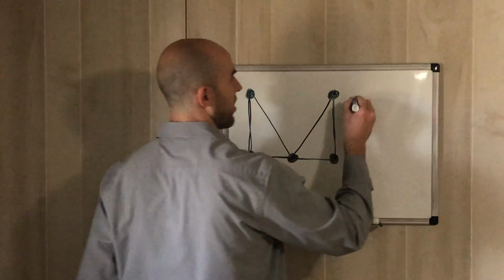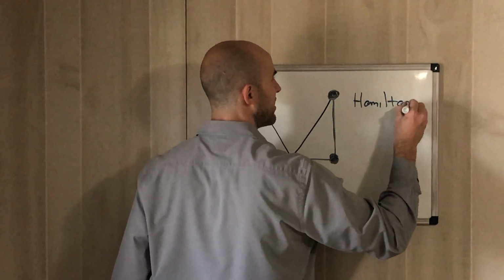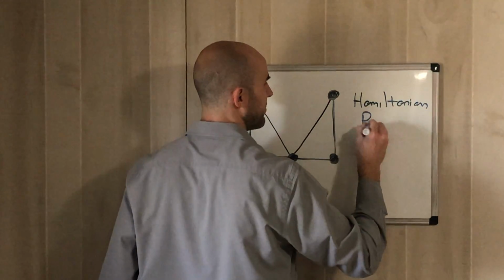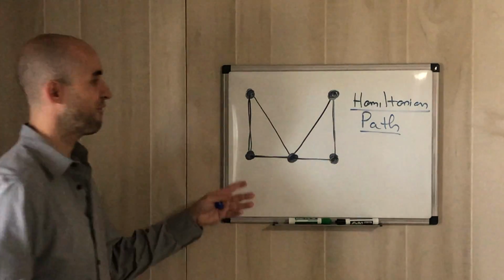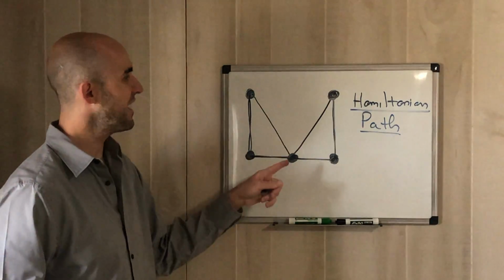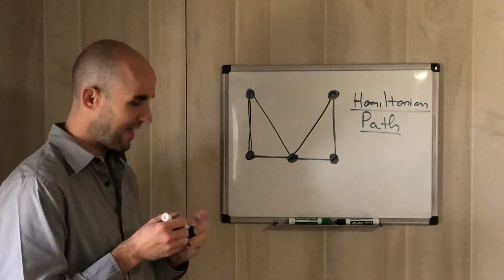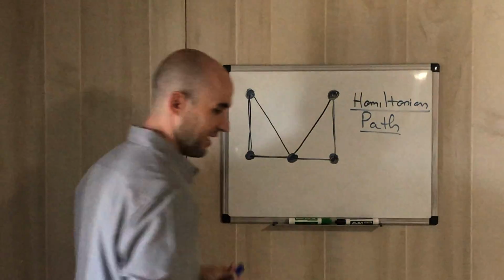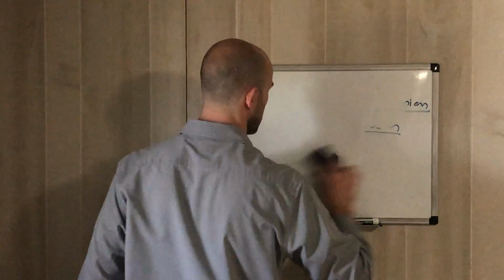So since I can't use it again, I'm ending at a different point than where I started. So automatically we know it's going to be a Hamiltonian path, right? And we know it's a Hamiltonian path because we finished at a different point than where we started. We finished there, we started here, and we used each vertex, each point only got used once. That's why it's a Hamiltonian path. And then again, I'll do one more just for you guys to see.